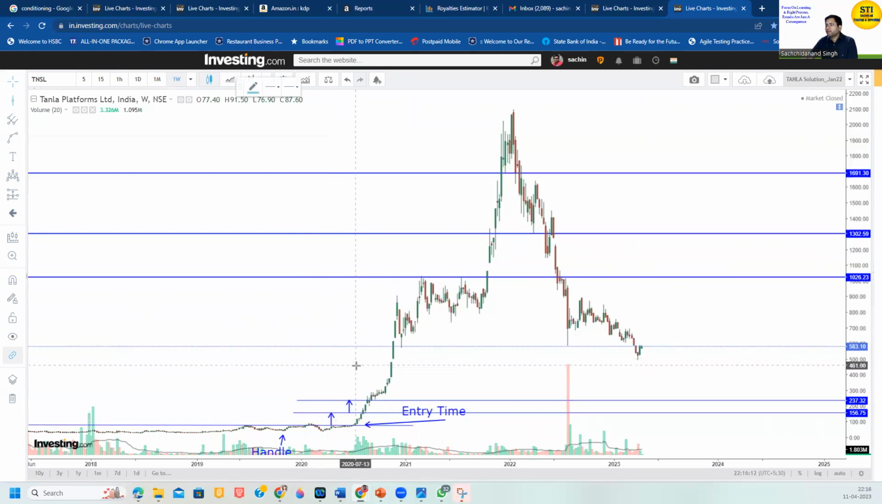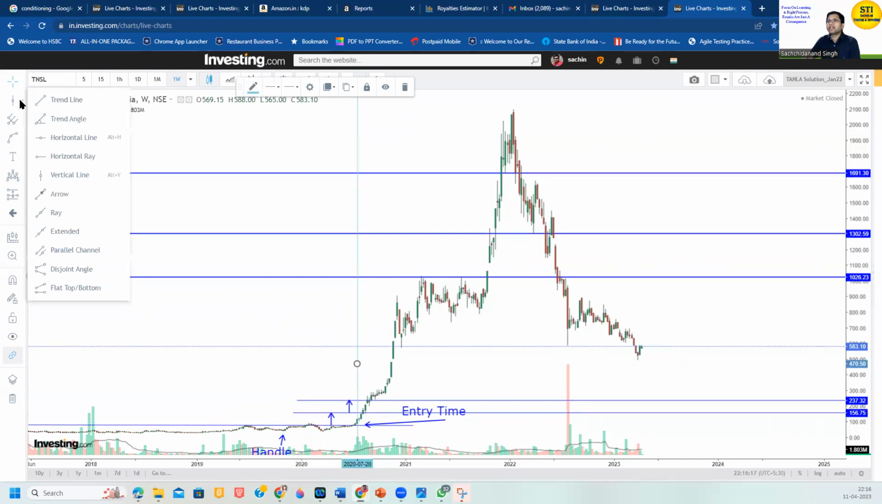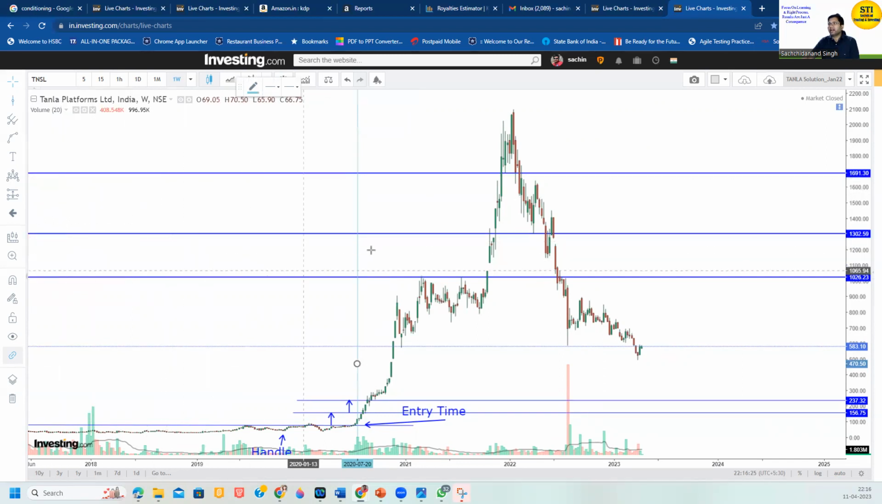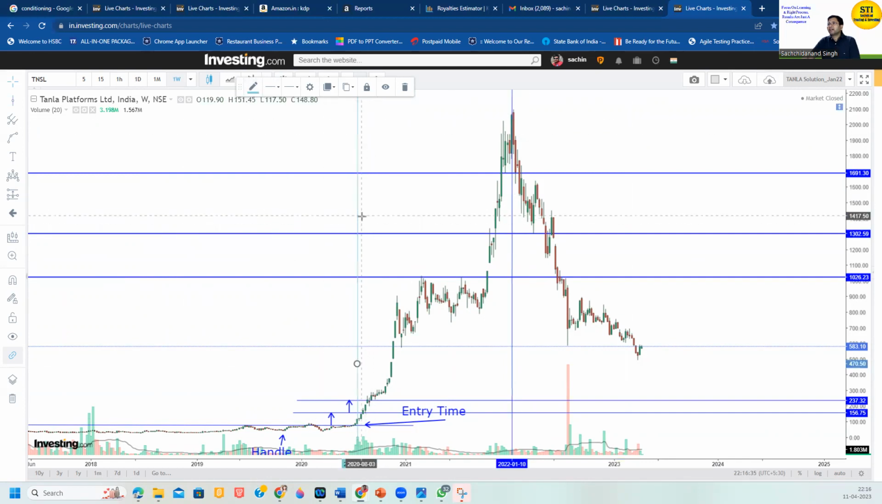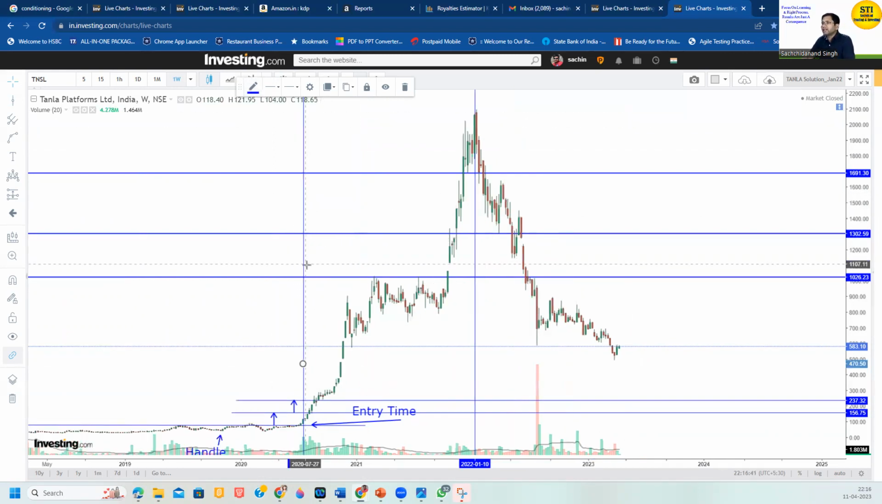So the entry point is here. I'm taking one vertical line. If you go to the second toolbar, there is an option of vertical line. If you select that one and click anywhere in this particular chart area, it will put a line, and you can use the color options to make it a different color. Why I'm highlighting this is to find out the time frame.